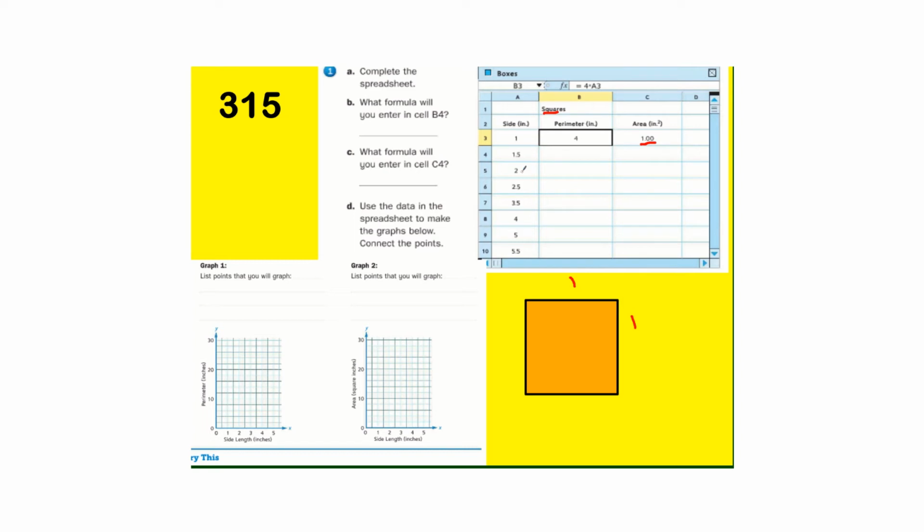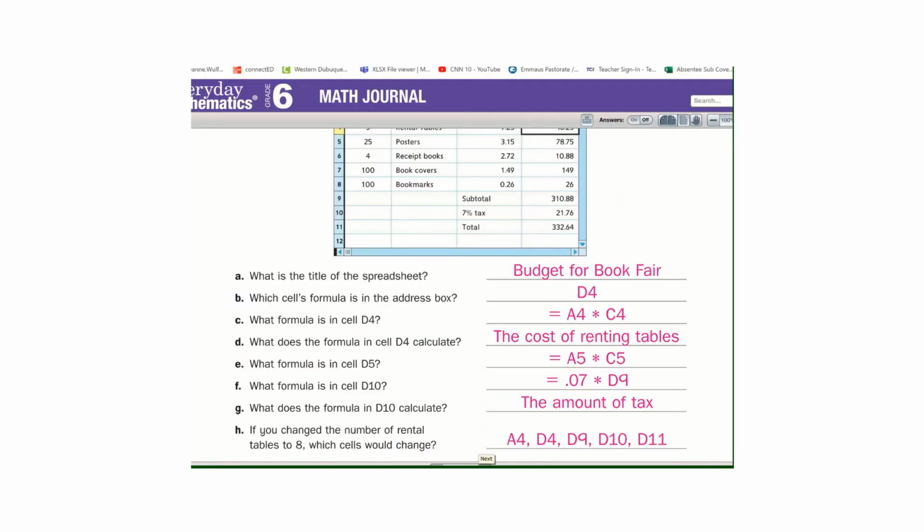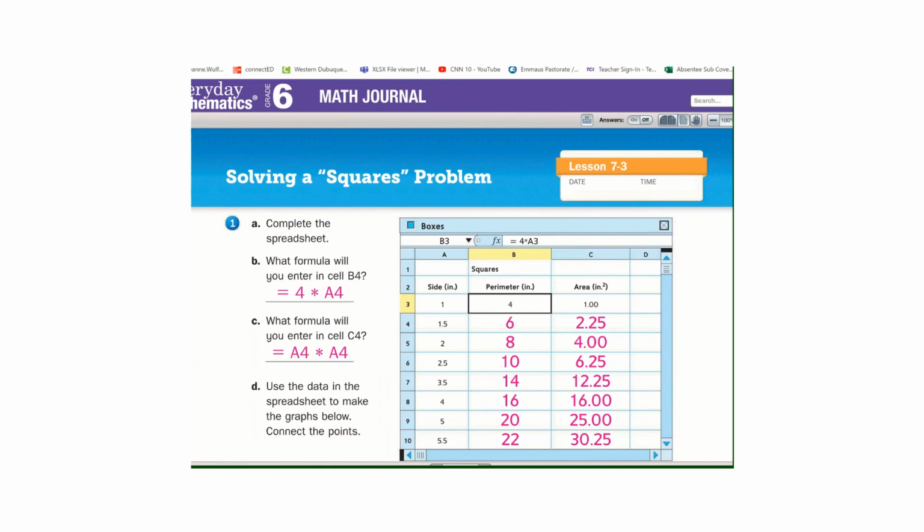Okay, I'll go ahead and do it for 2. If it's 2, and 2 plus 2 plus 2 plus 2 for the perimeter, we have 8. What's the area? 2 times 2, 4. Okay, go ahead and pause the video and fill the rest of those in. And there are your answers. It's what you should have filled in there.